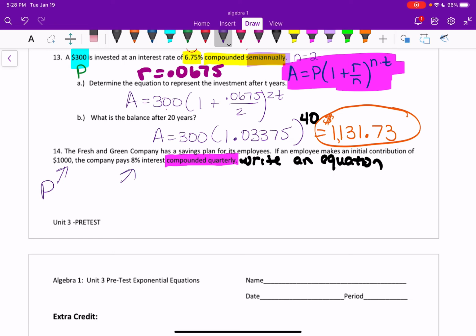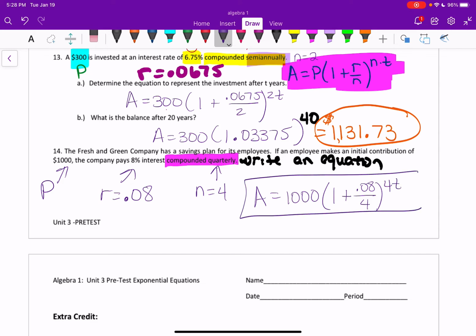Here's our interest rate, and if we divide it by 100, it's 0.08. Compounded quarterly, so that n equals 4. It's not telling you a time because it just wants an equation. So it will be A equals 1,000 times (1 plus 0.08 over 4) raised to the 4t power. That's your answer for this one because it's just asking for an equation.